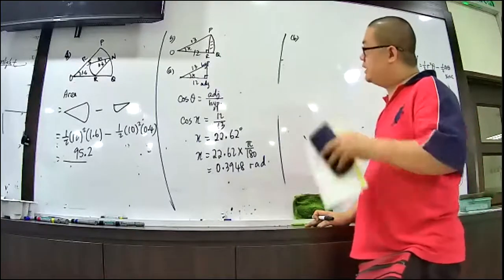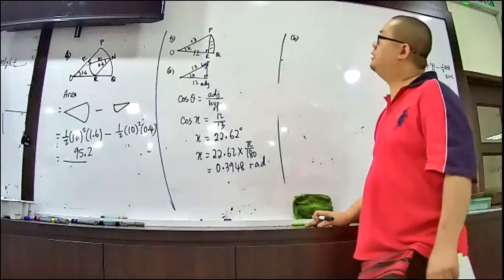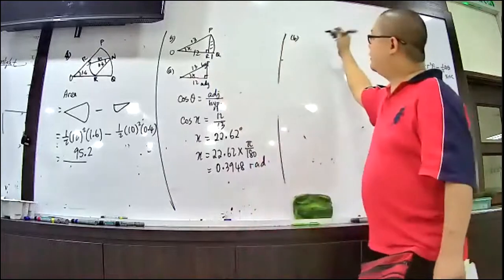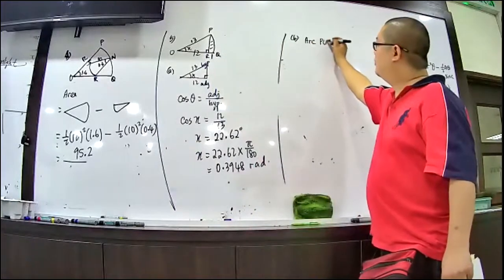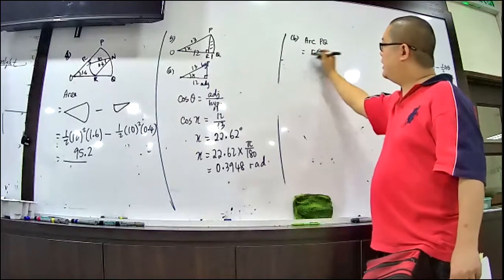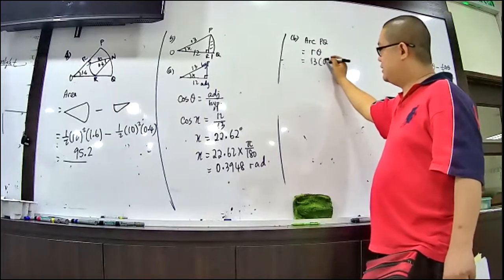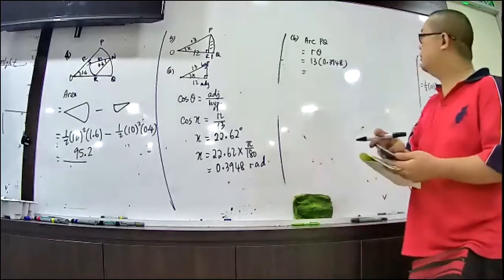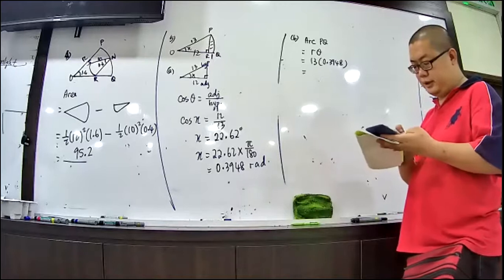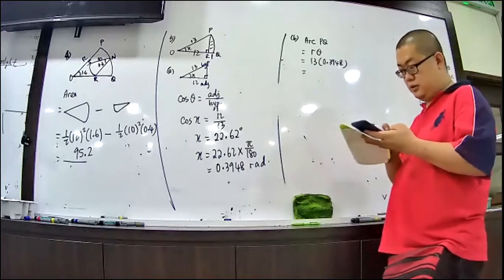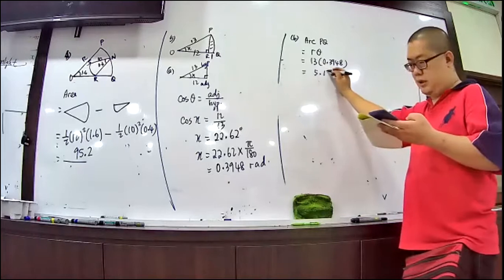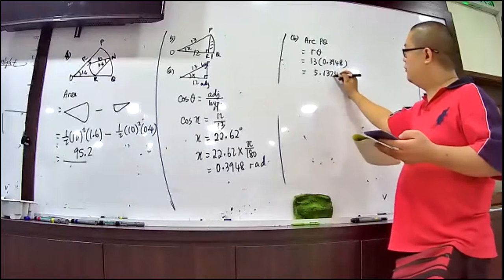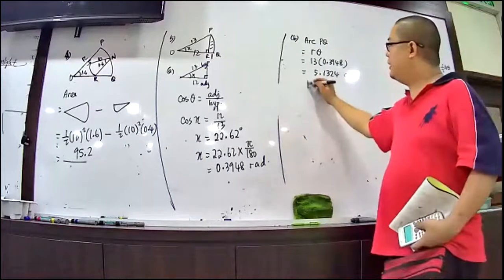Okay, the perimeter of the shaded region, so you want to find the perimeter. The radius is 13, so left 1. For the first thing, you need to find the arc. So r is 13, theta is 0.3948. Your answer should be about 5.1324. Okay, 5.1324. And after that, you need to find PR.